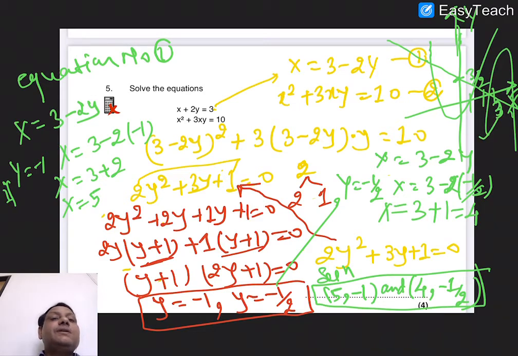So, one solution is here and one solution is there. This is the general meaning of this question, what you have to know. So, practically that's what is done.